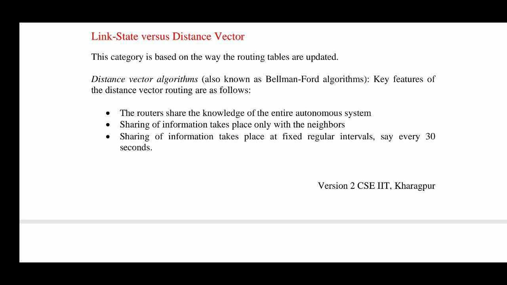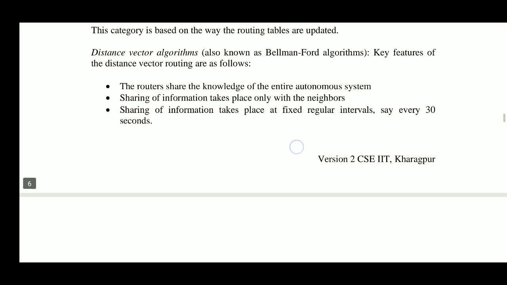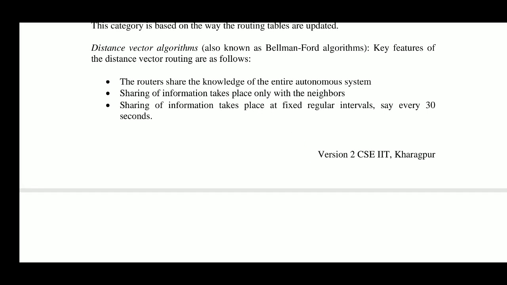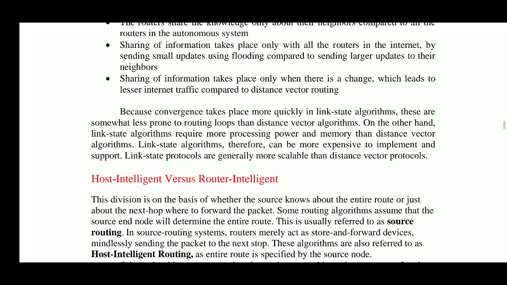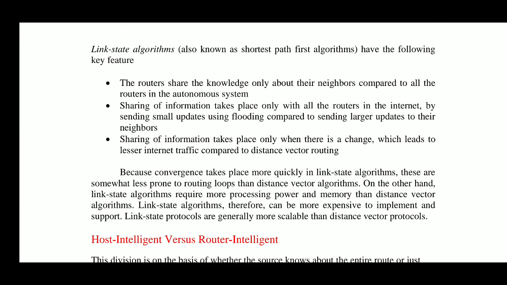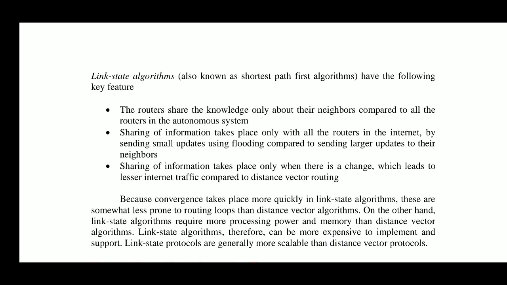Distance vector routing algorithms are like the Bellman-Ford algorithm that we studied in the analysis and design of algorithms. Complete system information is taken by all the routers in this. And link state routing algorithms are shortest path first algorithms, which were also discussed in the algorithm subject.